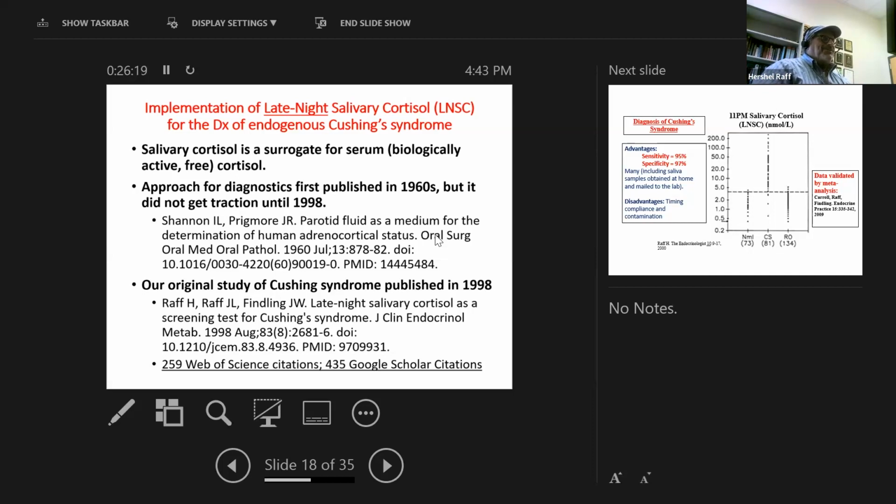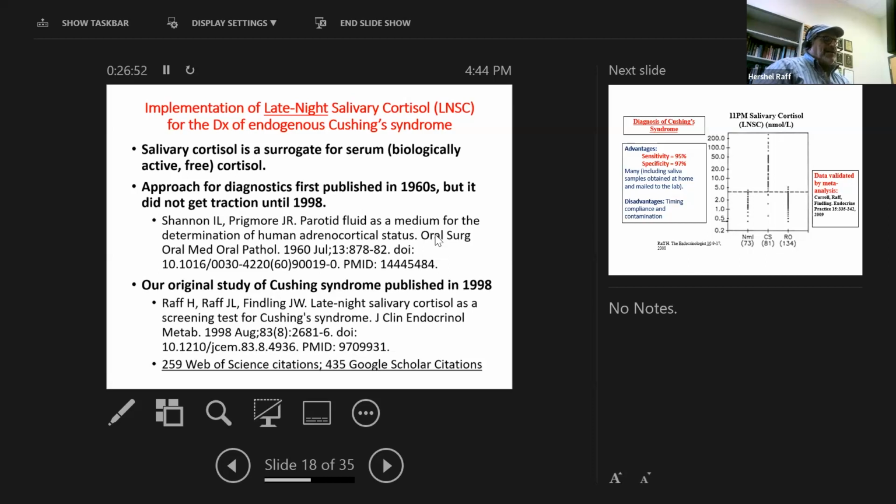So it took me a while to find out that the actual first paper on this was published in 1960, and there were a few smatterings of papers here and there, but it never caught on. And I don't want to embarrass Dr. Findling, but you need to have an entrepreneurial nature when you have an idea. And I think that speaks to this implementation science, because we didn't invent the assay. We just kind of built a better mousetrap, which is really, I guess, the point.